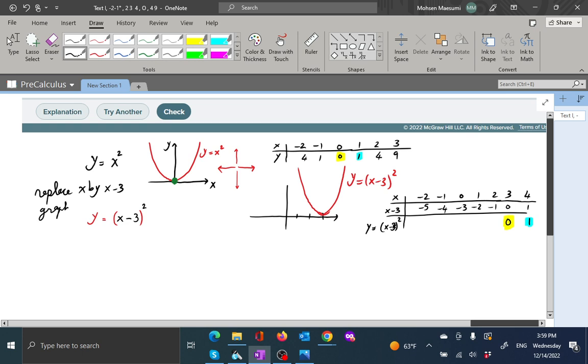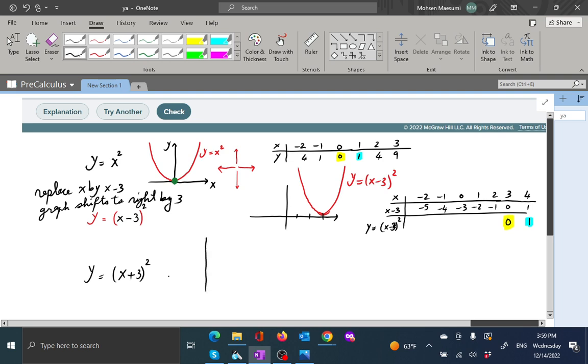graph shifts right by 3 units. You might ask, well, what if I do y is equal to x plus 3 and then I square it? Well, if I add 3 to my x's, where would the tip of my parabola show up? The tip is going to show up 3 units earlier, because at x equal to -3 I get 0. So the graph is going to go to the left by 3 units.